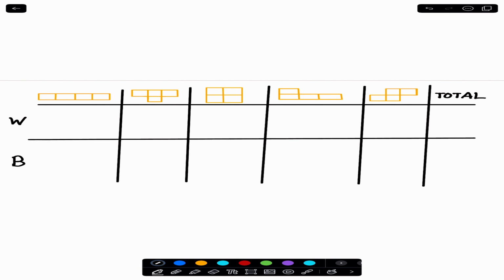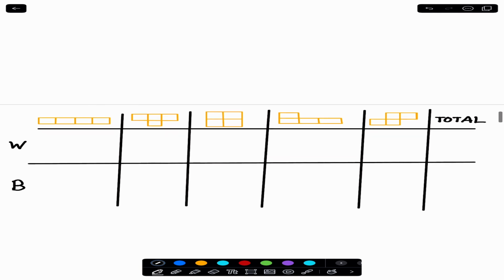So I just went ahead and made this chart. But why? What does this chart mean? Well, over here, I've put each tetramino in its own column. And then over here, this means white squares and this means black squares. So basically, we're just going to be counting.